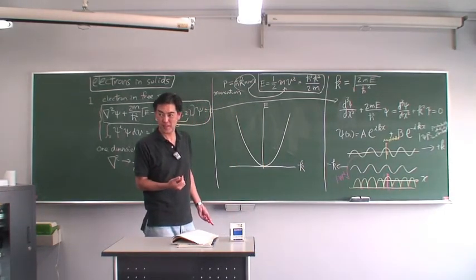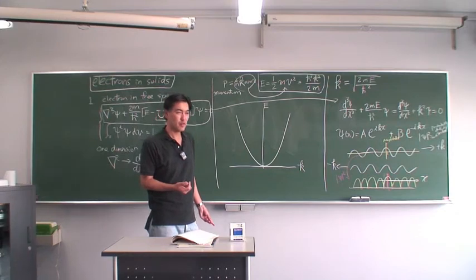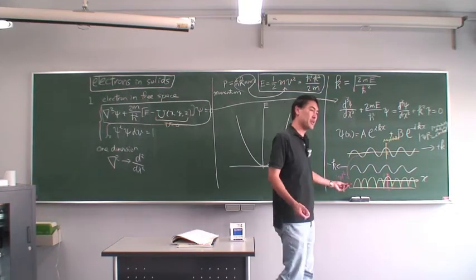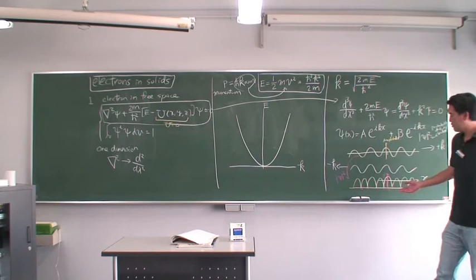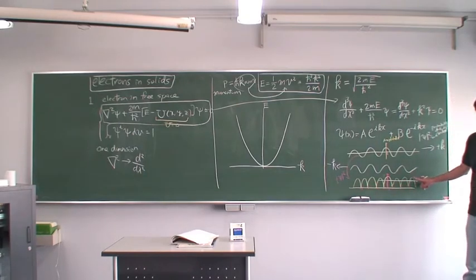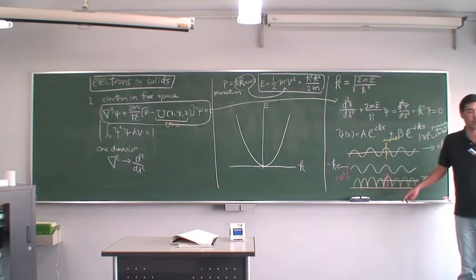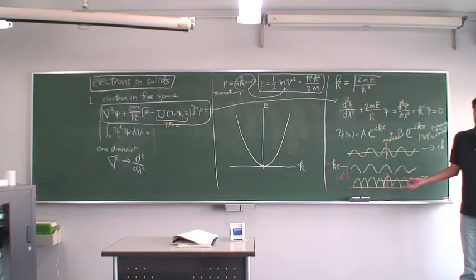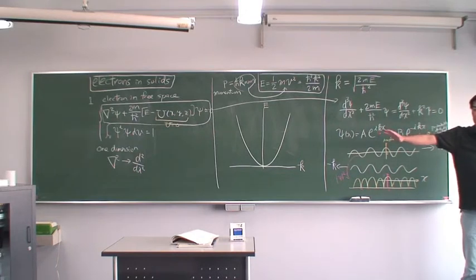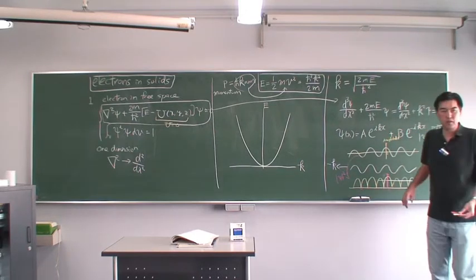Do you have any questions? Everything clear? So here you may say, okay, we have probability of finding the electron here, here, here, and so on. But this is not so realistic, because in a crystal there have to be electrons somewhere, right? Not spread all evenly within a crystal.